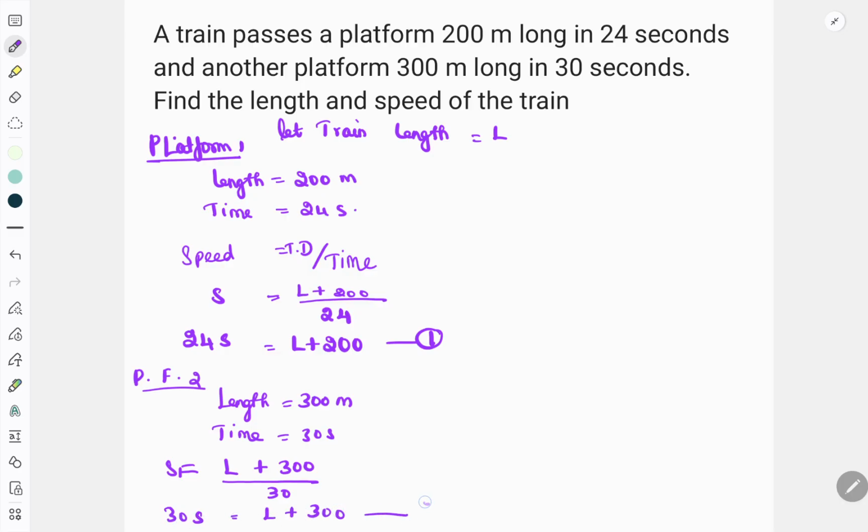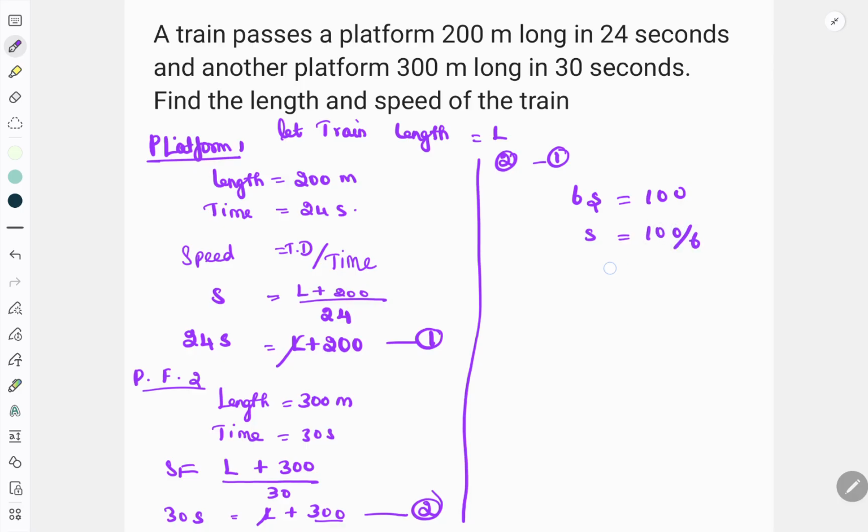This is equation 2. So subtract equation 2 minus equation 1, because here 300 is bigger. So L will cancel. 300 minus 200 is 100. On this side, 30 S minus 24 S is 6 S. So S equal to 100 by 6, which is 16.67 meter per second. Okay, this is speed of the train.